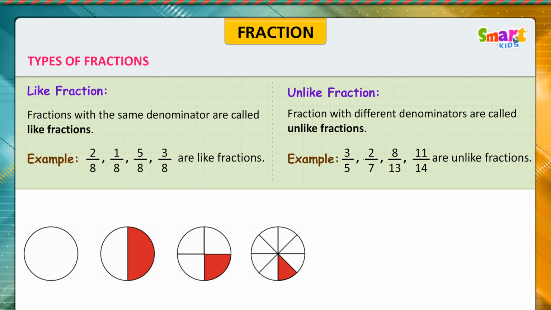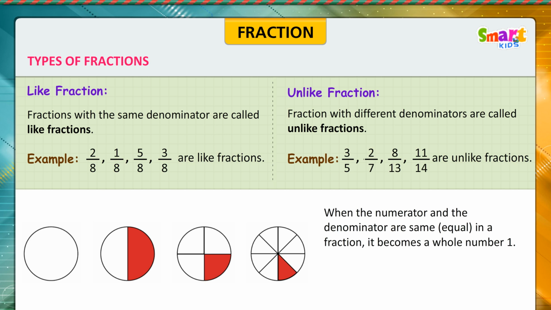See the diagrams. When the numerator and denominator are the same in a fraction, it becomes a whole number 1. For example, 2 by 2 is equal to 1. 8 by 8 is equal to 1. Let us know how to compare fractions.